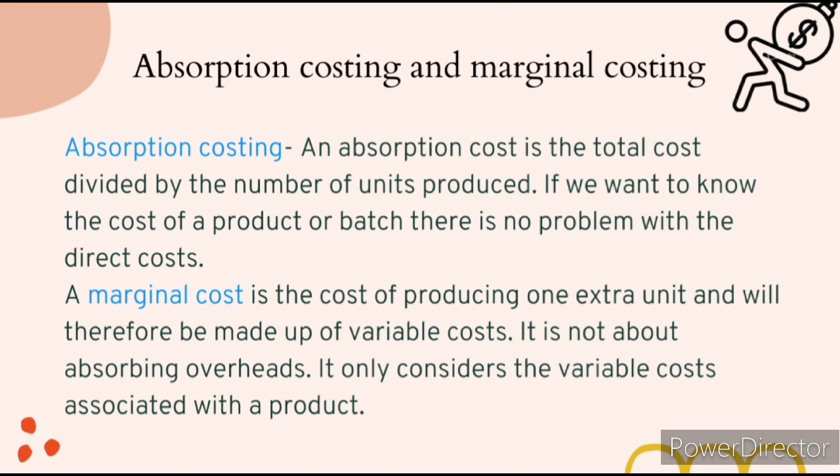A marginal cost is the cost of producing one extra unit and will therefore be made up of variable cost. It is not about absorbing overheads. It only considers the variable costs associated with a product. A marginally costed product can be sold at a marginal price, which will be lower than a full absorption price. A product which looks to recover only its variable or direct costs will make no contribution to the fixed or indirect cost of the business.